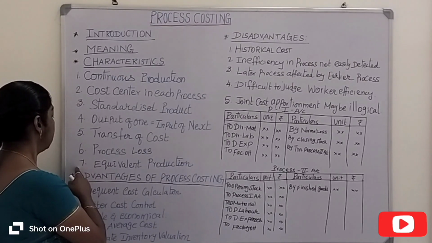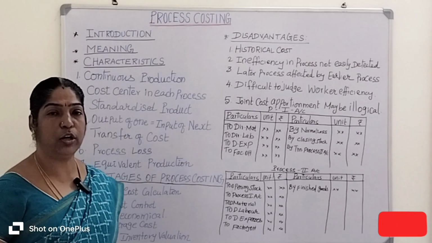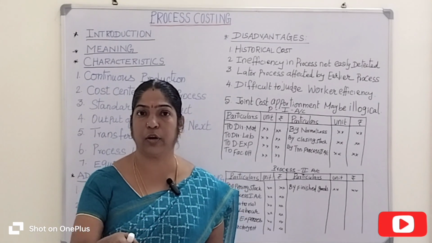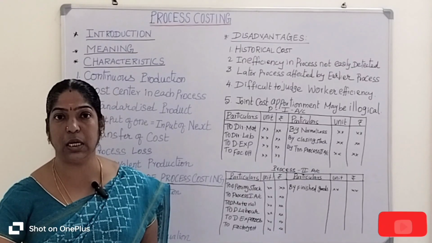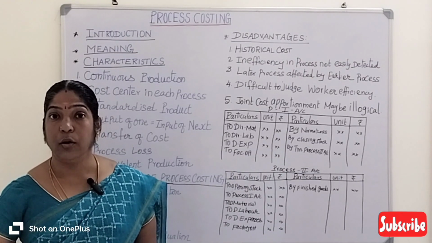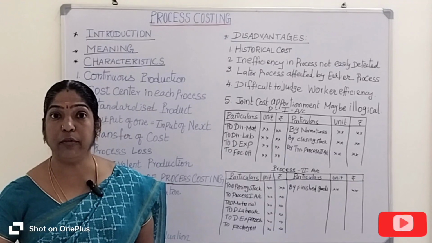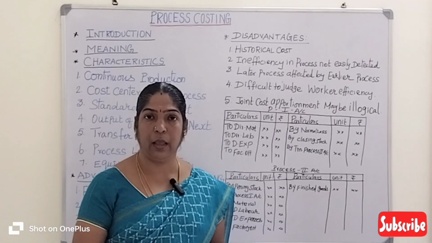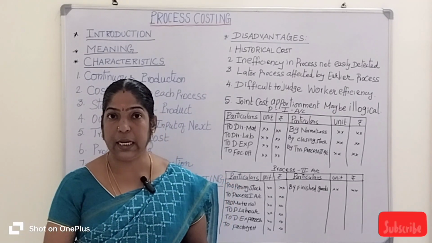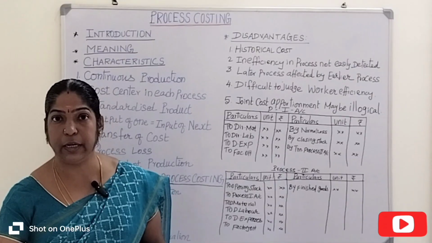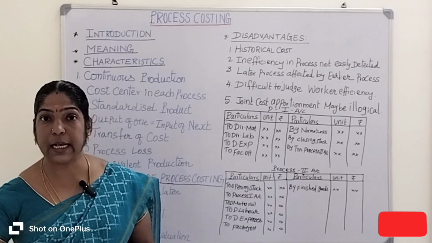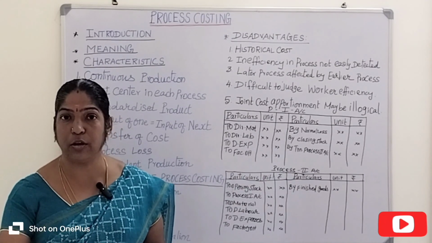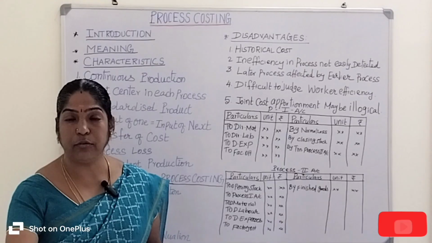Let's come to the last point, the seventh point, equivalent production. What is meant by equivalent production? Say for the first process we have a semi-finished unit. Can we treat a semi-finished or partially completed unit as a fully completed unit? No, it cannot be treated as a fully completed unit because it's a semi-finished product. We have semi-finished goods.